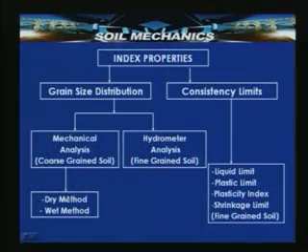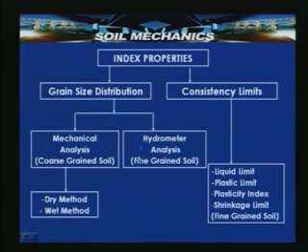So, in this slide we look at the different types of index properties. They are basically divided into two major categories. One is grain size distribution and the other is consistency limits. Under grain size distribution, there is mechanical analysis and hydrometer analysis, depending upon the size of the grains of soil, and mechanical analysis is further subdivided into a dry method of analysis and a wet method of analysis.